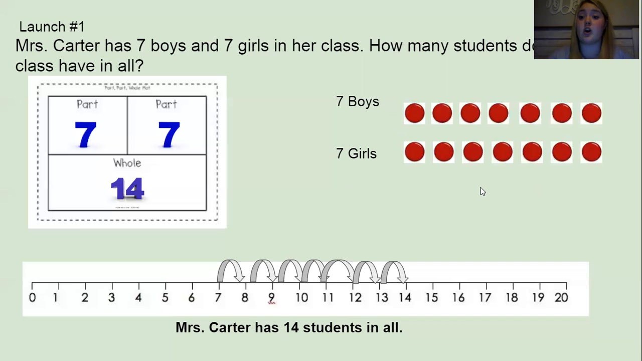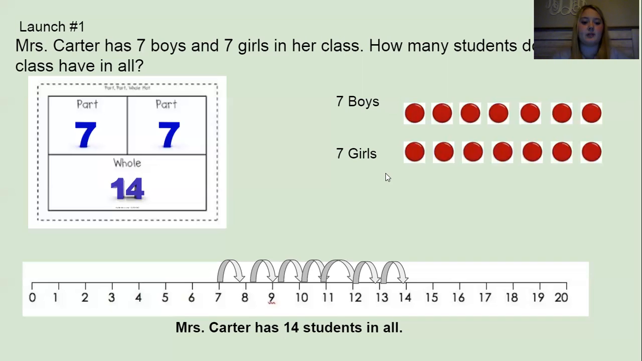Again, when we either draw a model or use our counters, we get that the answer is she has 14 students in her class. So if you use that strategy of either drawing a model or using your counters, and your answer looks like my answer, excellent work. The last strategy I'm going to show you right now is the number line. Now, if you use a different strategy than the ones I'm showing you, that is totally okay, as long as you got that she has 14 students in all, you are right.